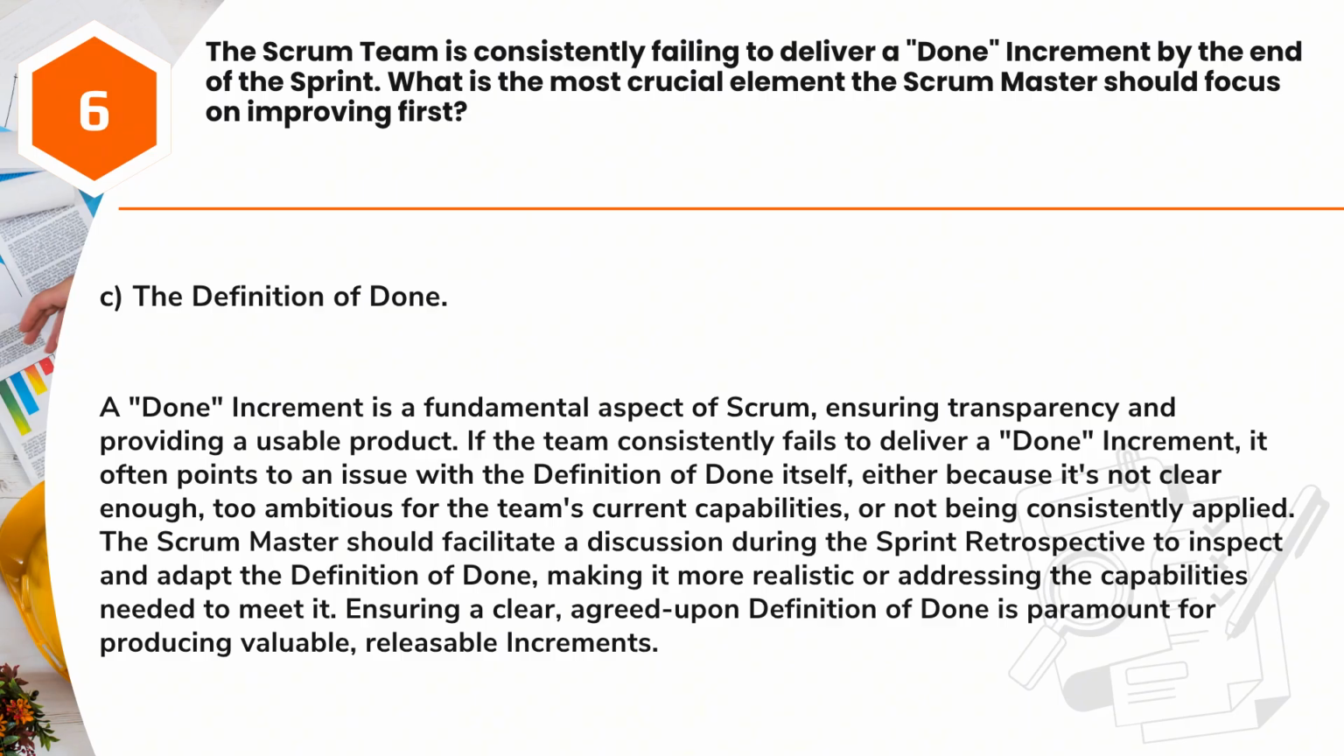Answer, C. The definition of done. A done increment is a fundamental aspect of Scrum, ensuring transparency and providing a usable product. If the team consistently fails to deliver a done increment, it often points to an issue with the definition of done itself, either because it's not clear enough, too ambitious for the team's current capabilities, or not being consistently applied. The Scrum Master should facilitate a discussion during the sprint retrospective to inspect and adapt the definition of done, making it more realistic or addressing the capabilities needed to meet it. Ensuring a clear, agreed-upon definition of done is paramount for producing valuable, releasable increments.